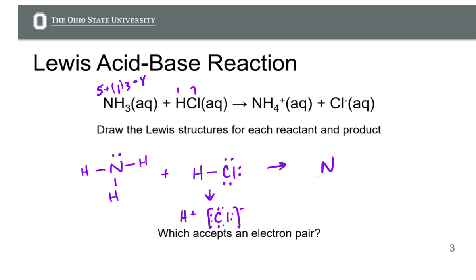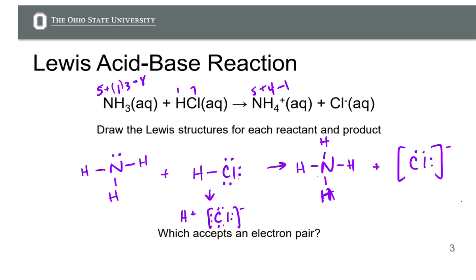For the ammonium, we have 5 valence electrons from nitrogen, 4 in total from the hydrogens, minus 1 because we have a plus 1 charge. So that gives us 8 valence electrons. And so when we draw our covalent bonds between the nitrogen and the hydrogens, we're going to end up with a structure that looks like this. There are no lone pairs on the nitrogen. And then the chloride ion, we already drew.